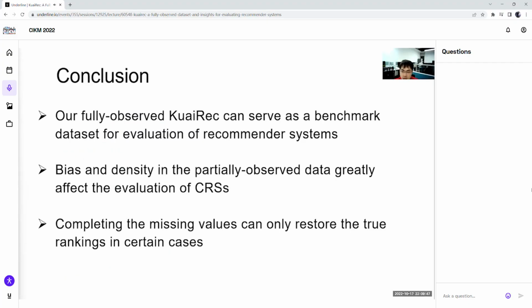So this part is a brief conclusion of our research. We first collect the fully observed data on the short video sharing platform KuaiRec, which supports trustworthy evaluation of recommender systems. And based on this data, we conduct extensive experiments to study the effect of data on the evaluation of recommender systems. The results show that biases and different density of the partially observed data can greatly affect the evaluation results. Also, we found that estimating the missing values to complete the matrix can only restore the true rankings in certain cases in our experiments.